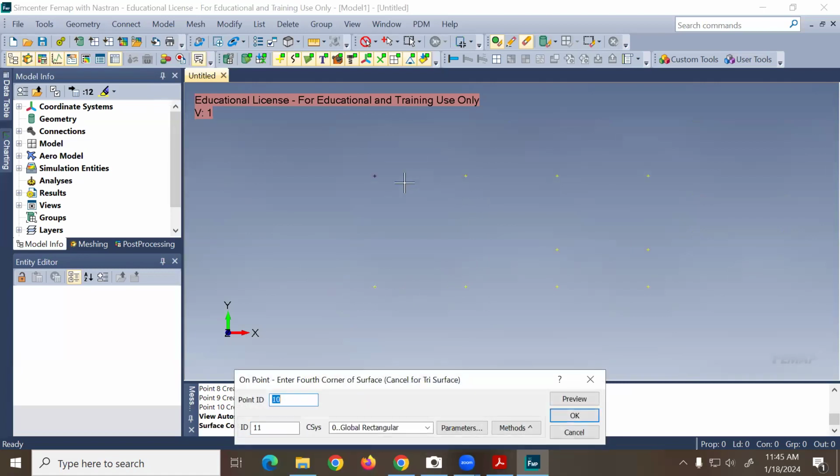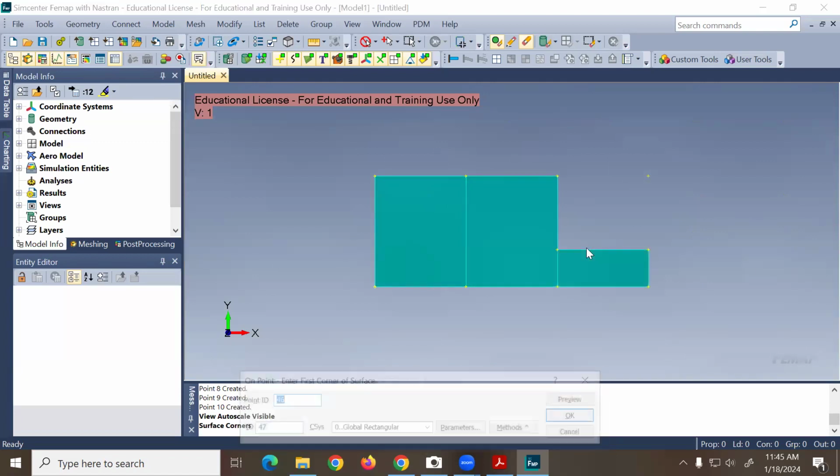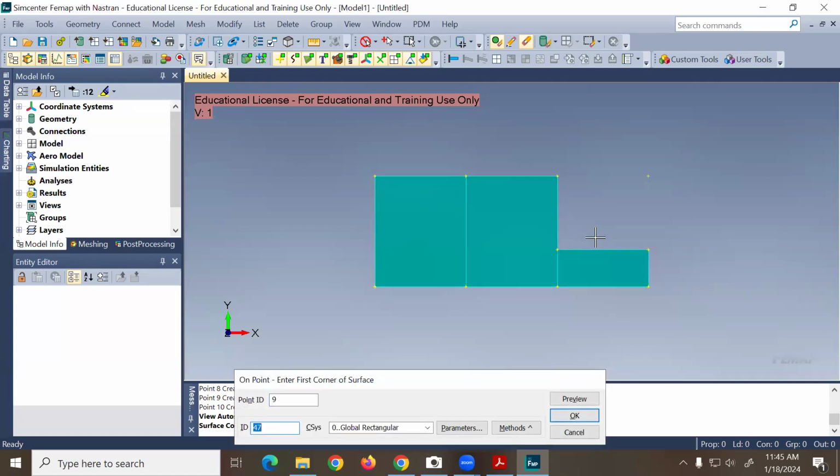So it should be the first panel over here. Second panel over here. Third panel over here. And let's say this panel over here.